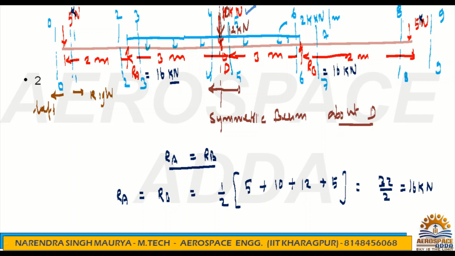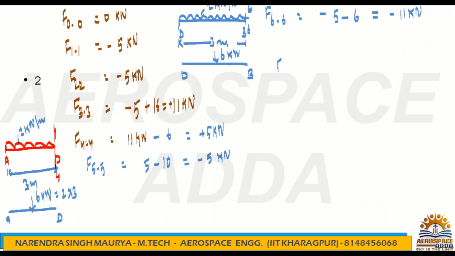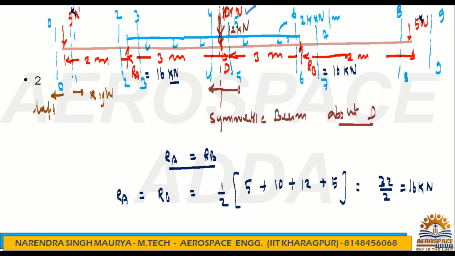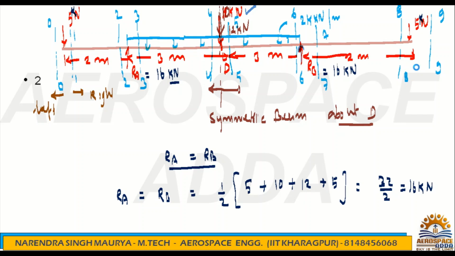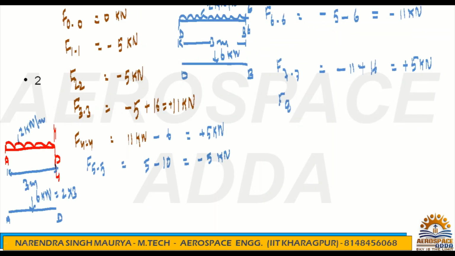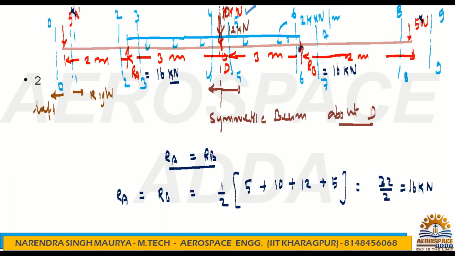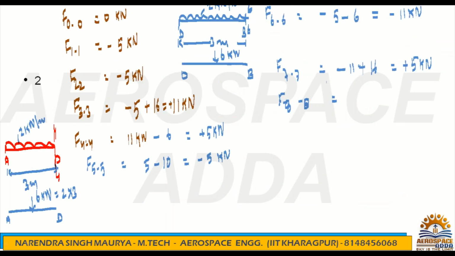What is F77? If you talk about F77 now, we have minus 11 kilonewton and RB, because this RB is acting in upward direction. So plus, upward direction force will be considered positive. So 16 minus 11 becomes 5. This again becomes positive, 5 kilonewton. Then we'll go for F88. What is the F88? Before 88 we do not have any force, only 77 we have. So the same force you can write, 5 kilonewton.